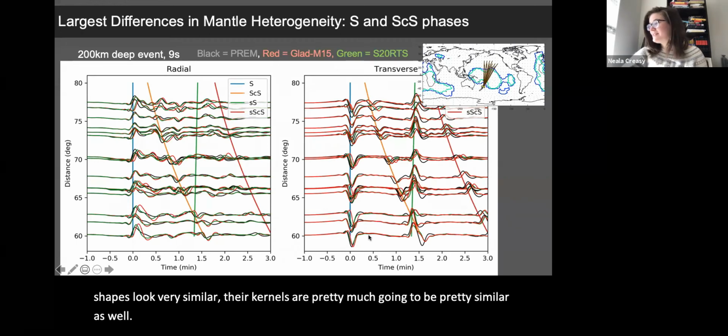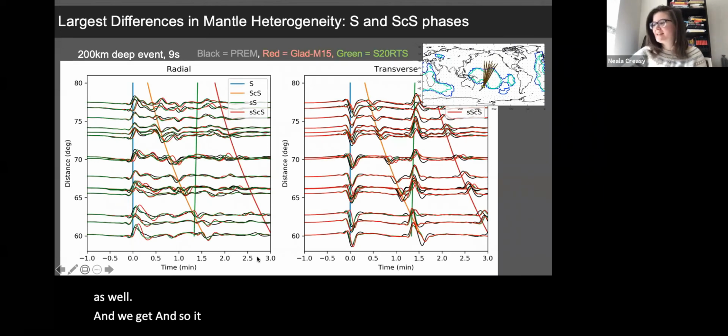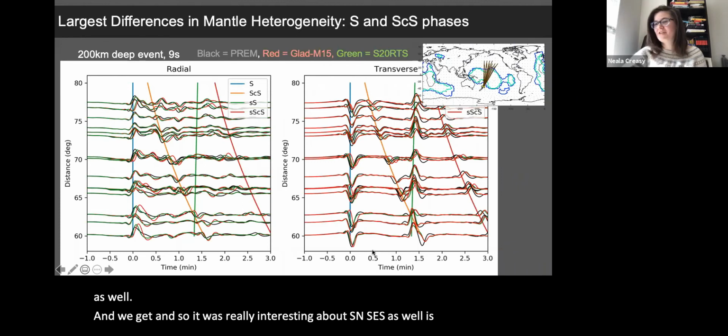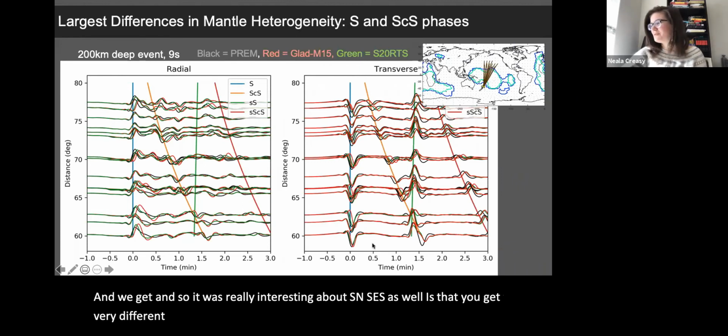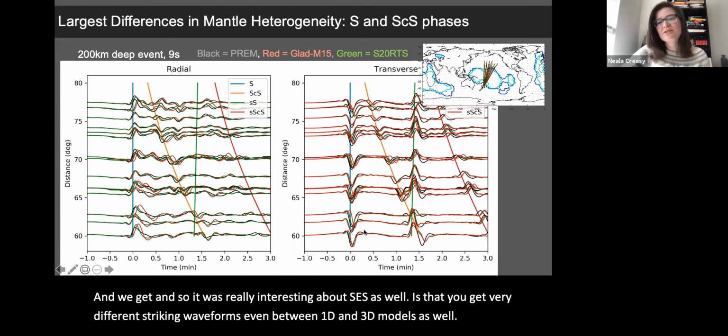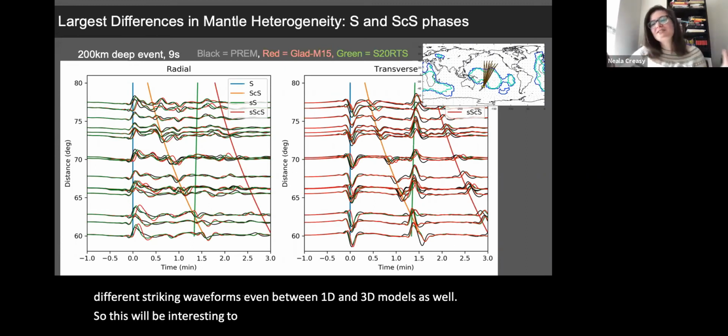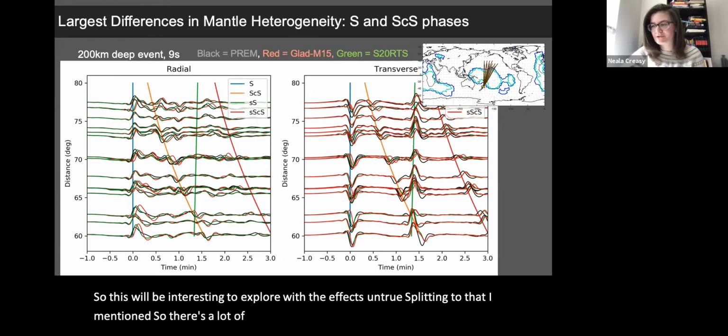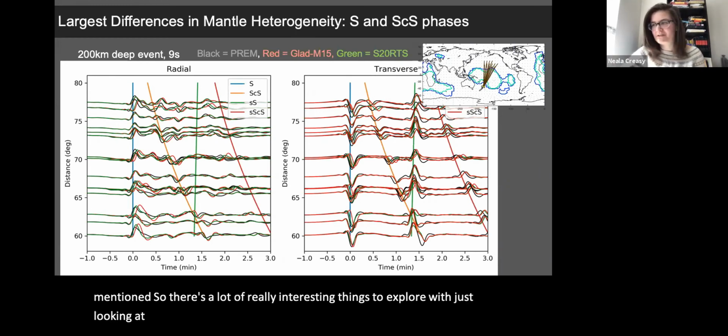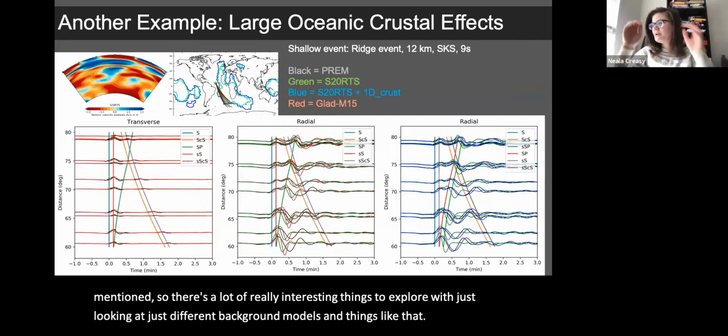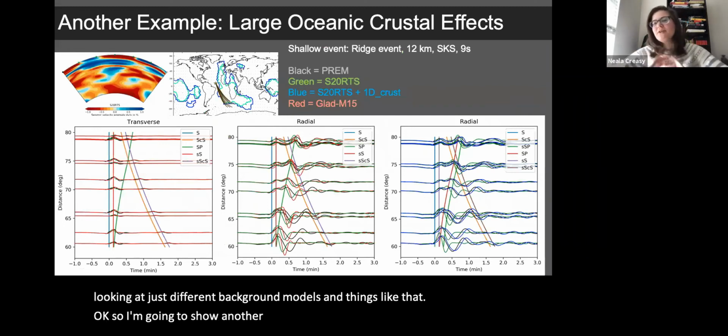What's really interesting about S and SCS is that you get very different, striking waveforms even between 1D and 3D models. So this will be interesting to explore with the effects on shear splitting that I mentioned. There's a lot of really interesting things to explore with just looking at different background models and things like that.